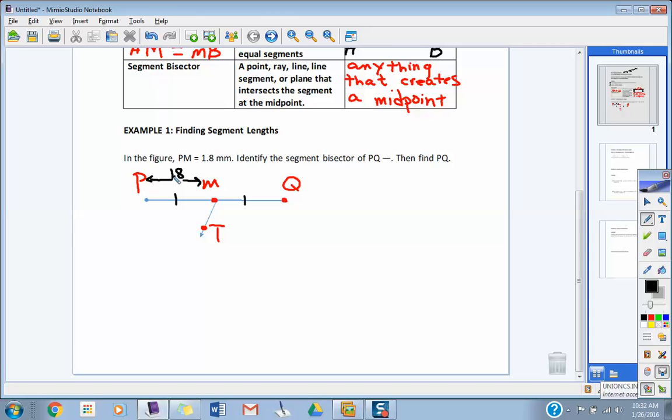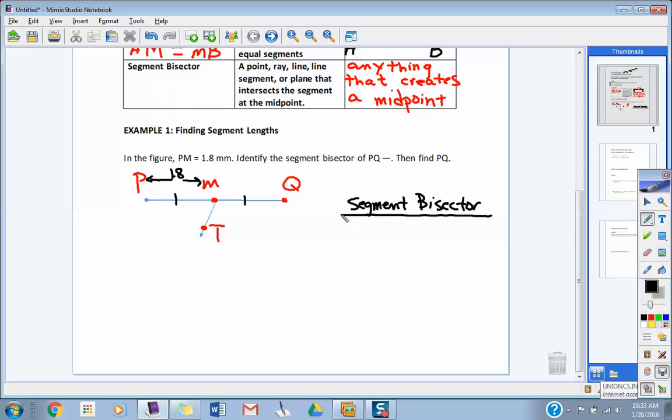Okay, so first of all, the segment bisector, what's cutting PQ into two equal segments? Is it a ray? Is it a line? Is it a point? Is it a plane? Is it a line segment? What's coming off the middle of PQ, guys? It's an arrow. How would you describe that arrow in terms of a geometric term? Not quite a line, but a ray, right?